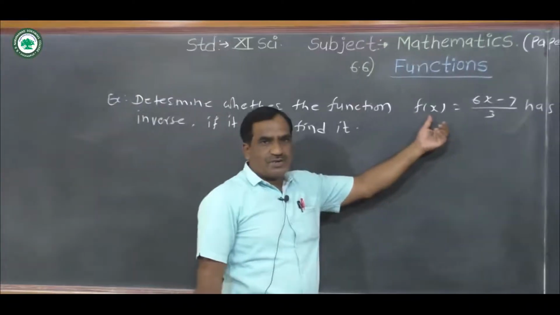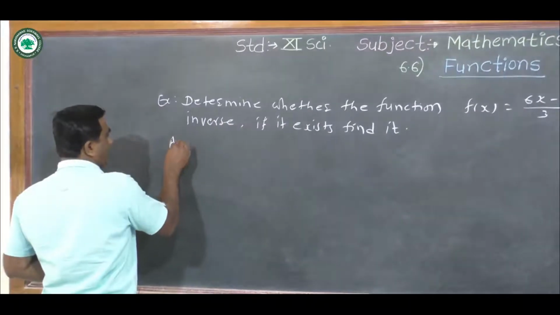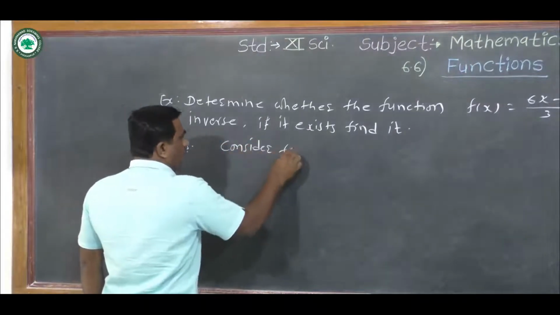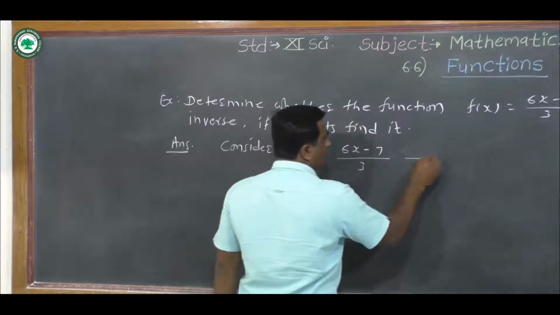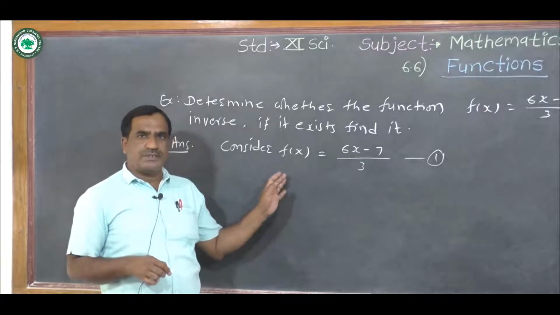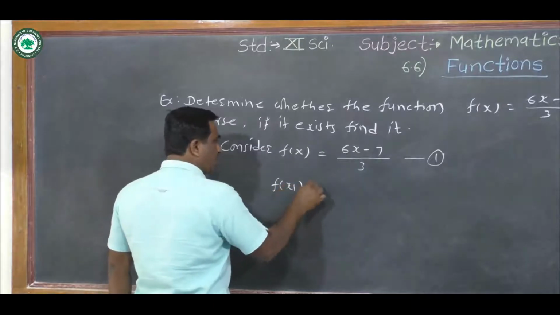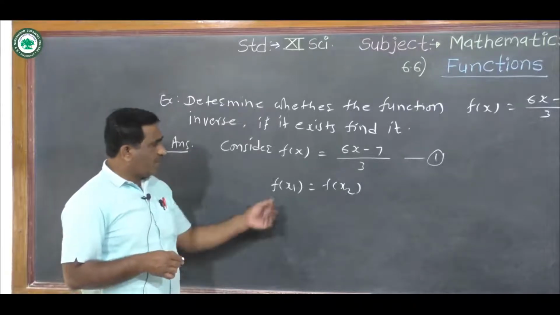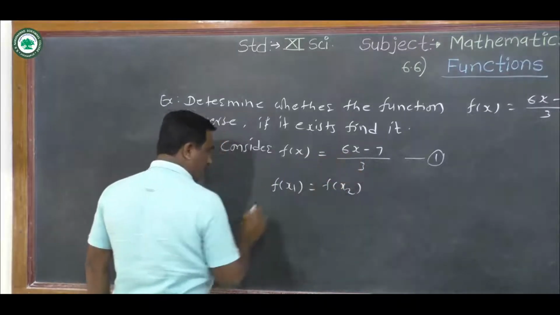Before that, we check whether this function has an inverse function or not. Answer for this: consider f of x is equal to (6x minus 7) upon 3. Say this is equation number 1. Now if the function is 1-1 and onto, then that function has an inverse function. Therefore, we consider here f of x1 is equal to f of x2. Now put the values x equal to x1 and x equal to x2. Then we can write this value.